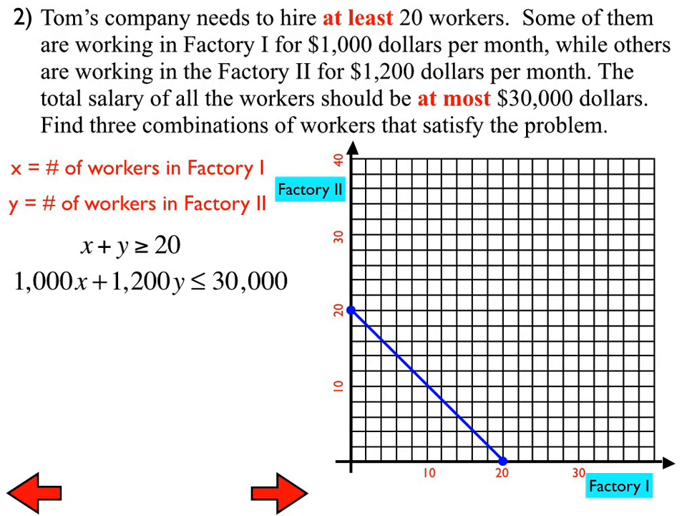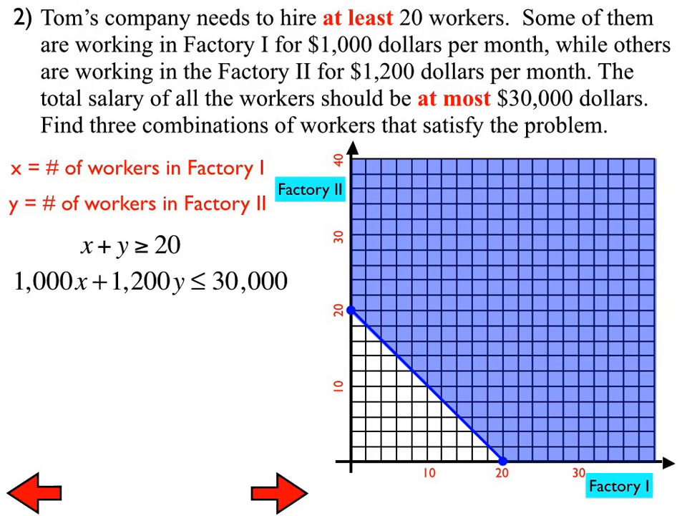Now, since this is a linear inequality, we have to decide which side to shade. I have always said that if 0, 0 is available, that's the easiest point to use. So does 0, 0 make a true statement in that first inequality? Yes or no? No, it does not. So we're going to shade the other side.